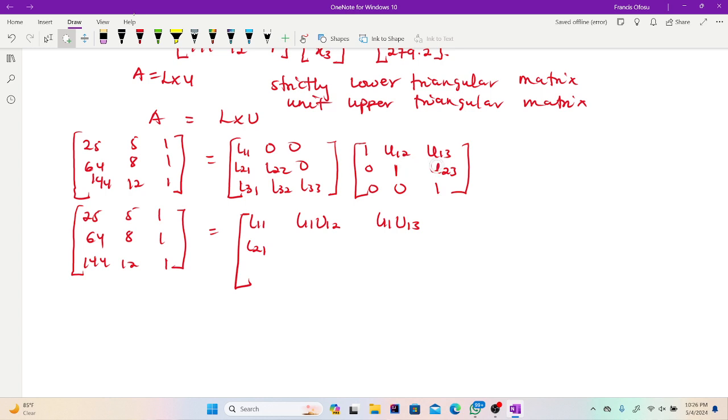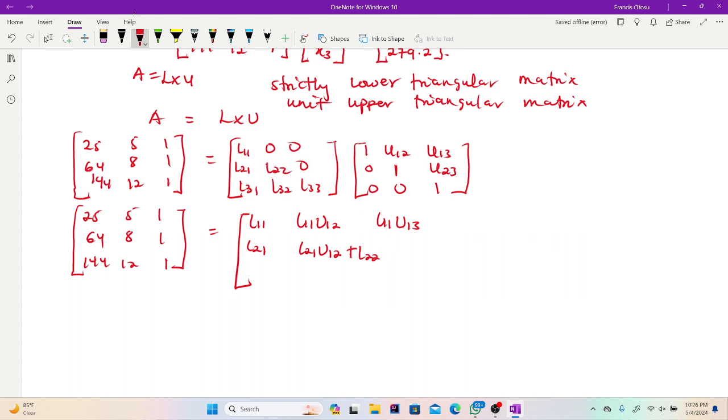Now I move to the third row. Sorry, the second row. No, the second column instead. So L21 multiplied by U12 is what? L21 U12 plus L22 times 1. Okay, L22 times 1. So you get plus L22 times 1, which is L22.